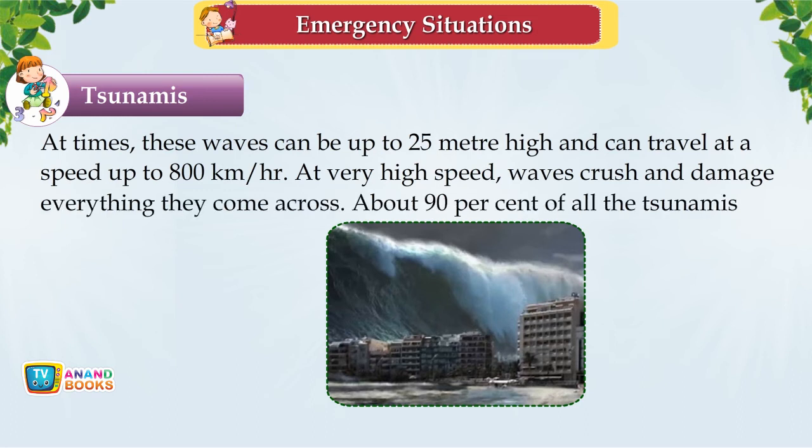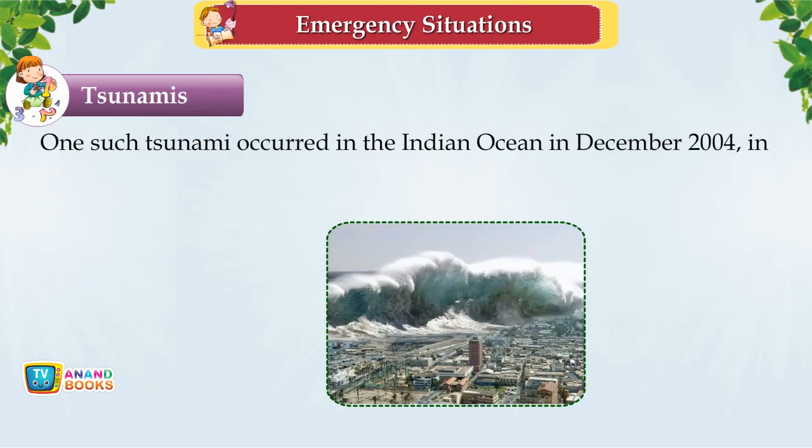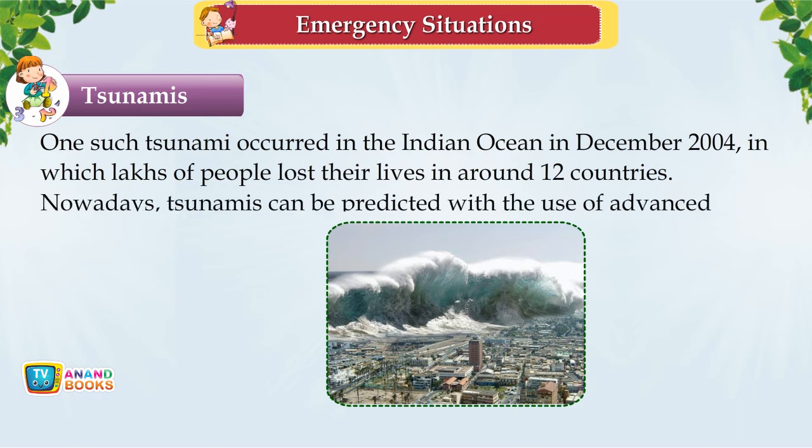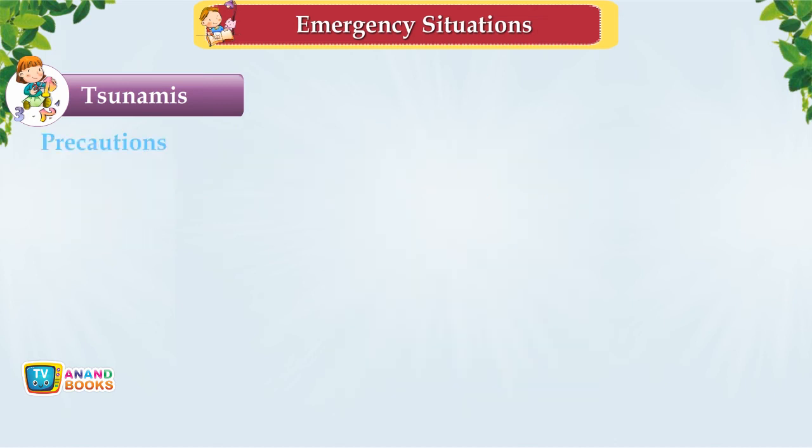About 90% of all the tsunamis occur in the Pacific Ocean. One such tsunami occurred in the Indian Ocean in December 2004, in which lakhs of people lost their lives in around 12 countries. Nowadays, tsunamis can be predicted with the use of advanced technology.